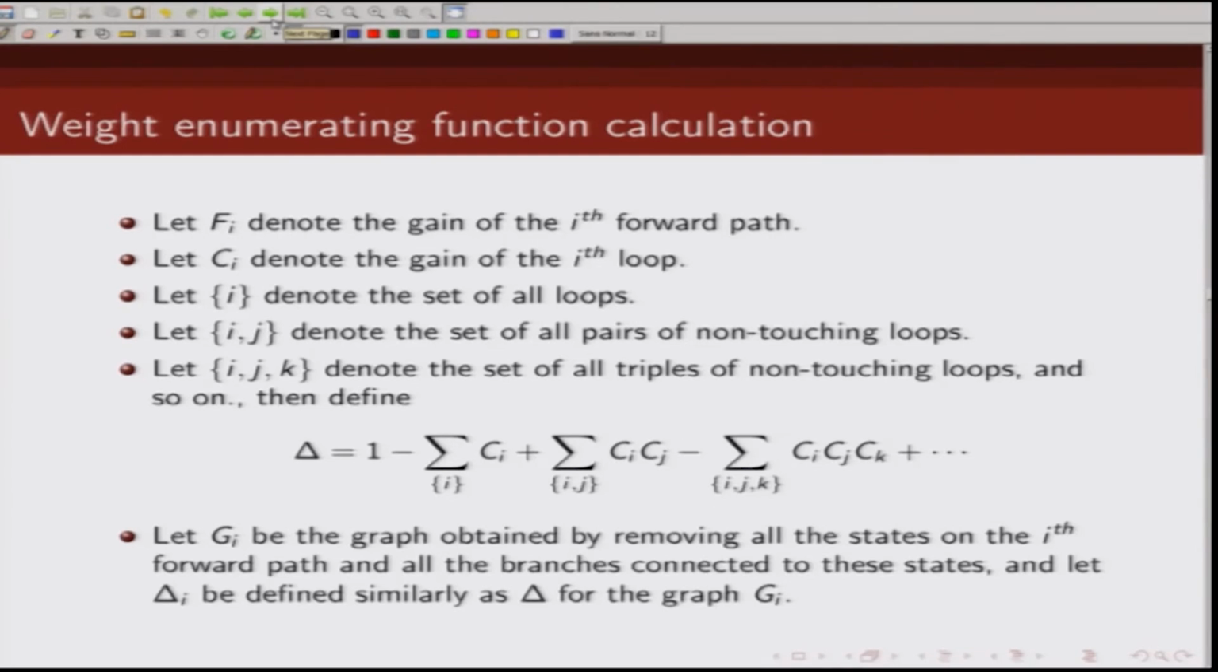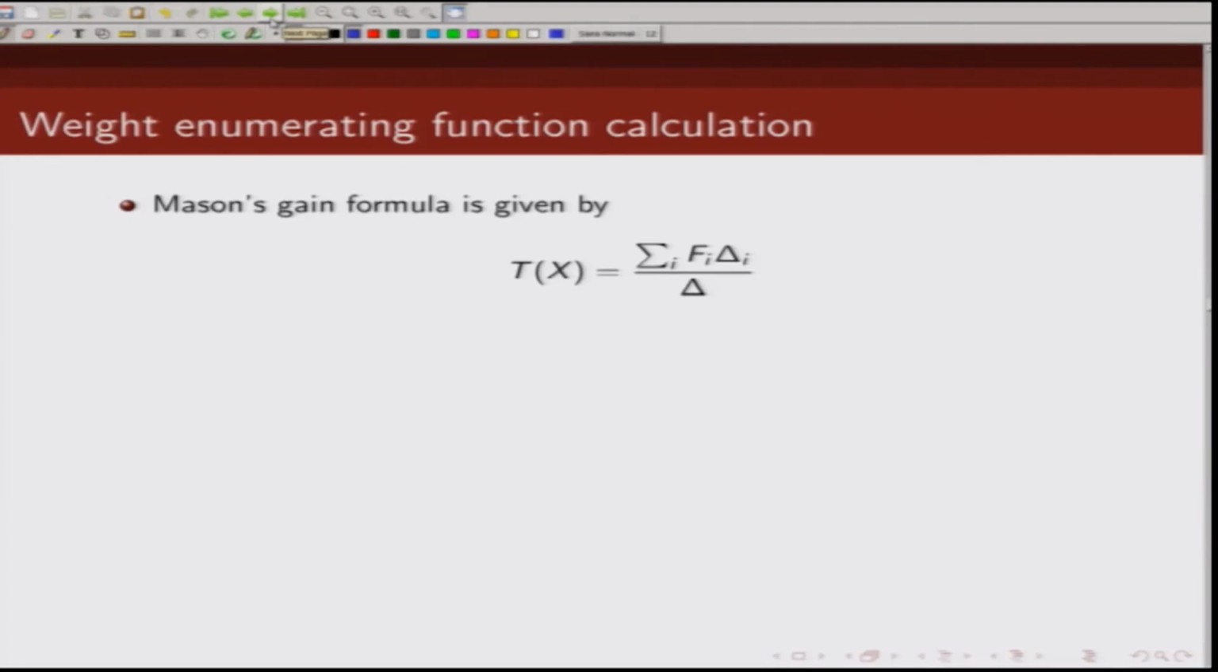We define the graph that is obtained after we remove all states belonging to the ith forward path by G sub i. So, G sub i is basically the graph remaining after we remove the ith forward path, and the delta corresponding to this modified graph will be denoted by delta i. So, the Mason gain formula then says that the generating function for this convolutional encoder can be given by this expression.